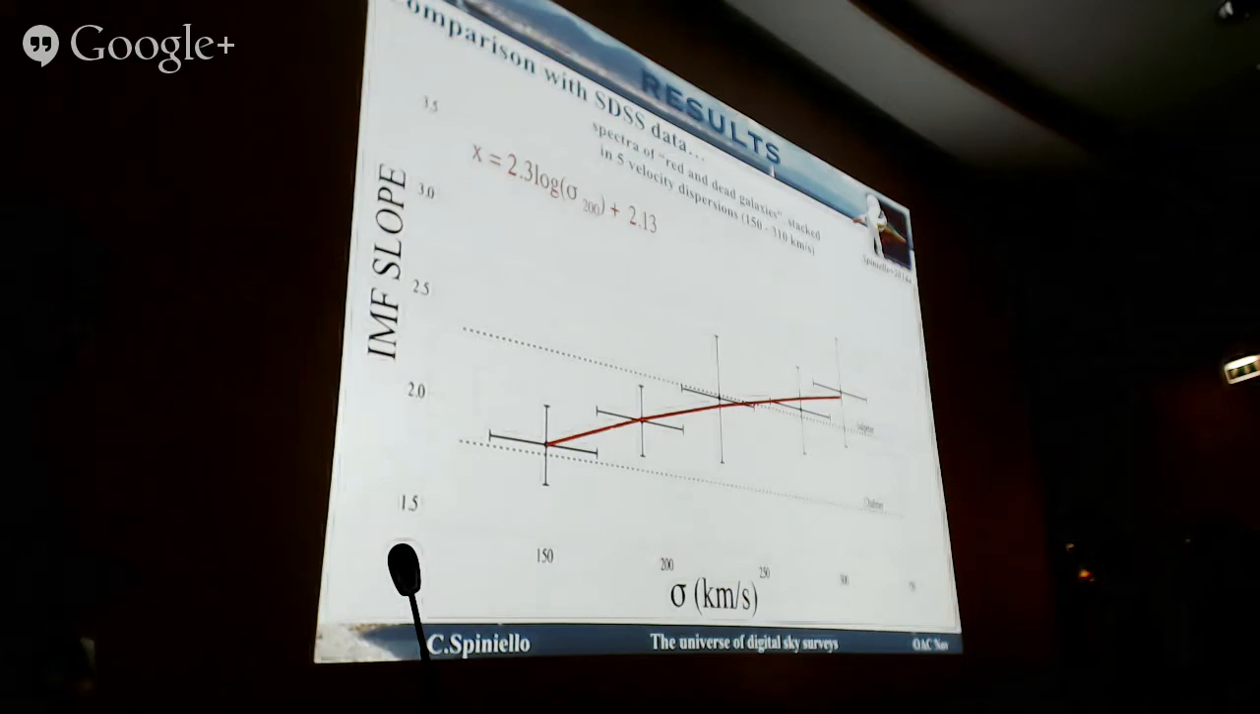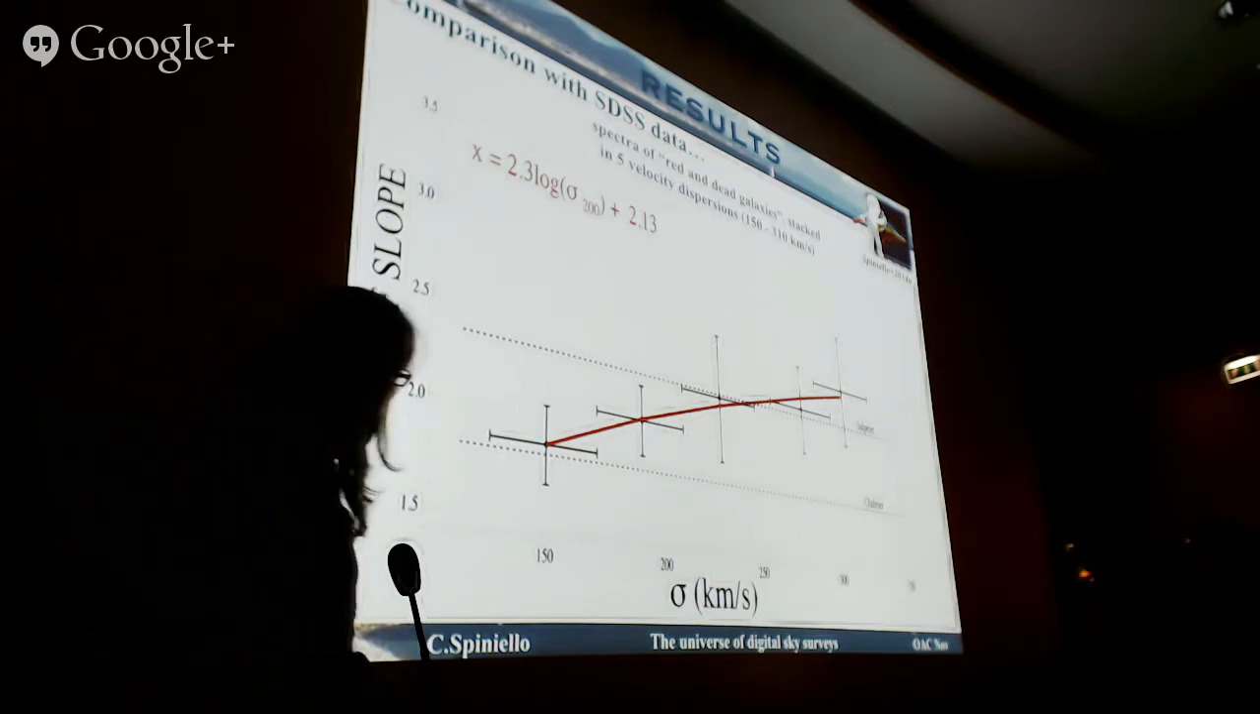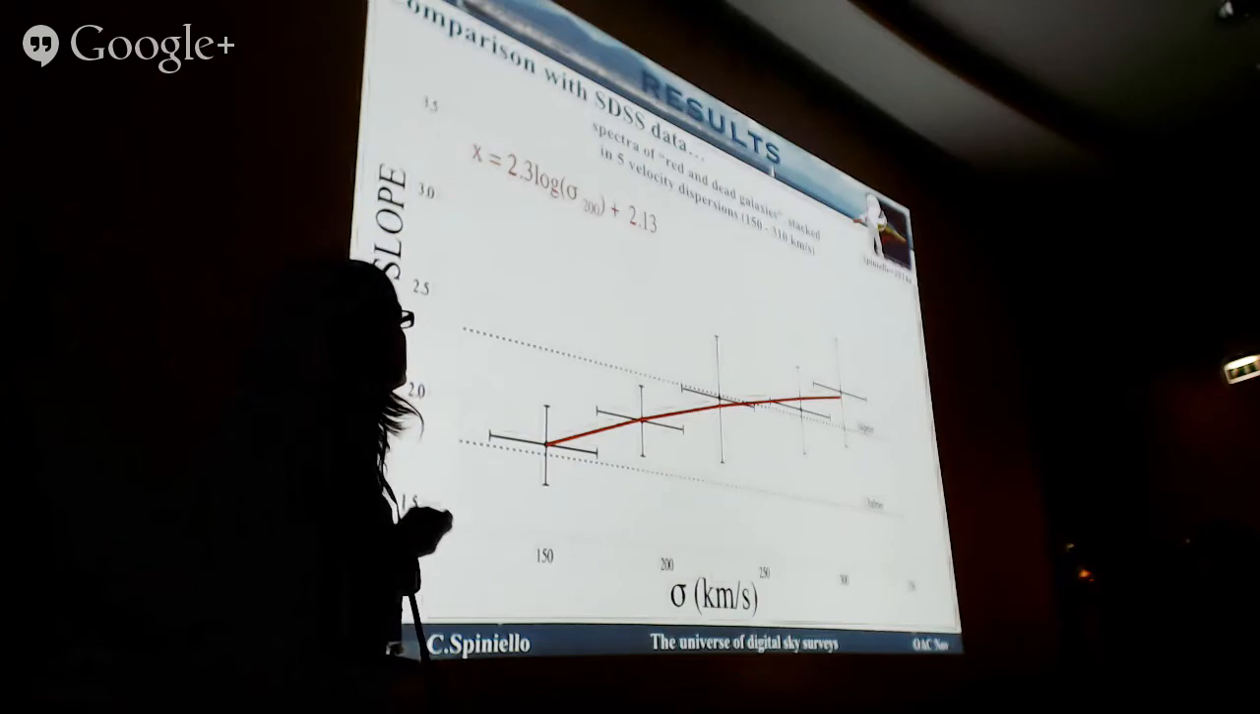This would be L-star galaxies, and that would be a Milky Way-like IMF with a slope as steep as 1.8, whereas this will be a very massive early type galaxies that will better match with a Salpeter IMF slope. And that's, by the way, the relation we infer.